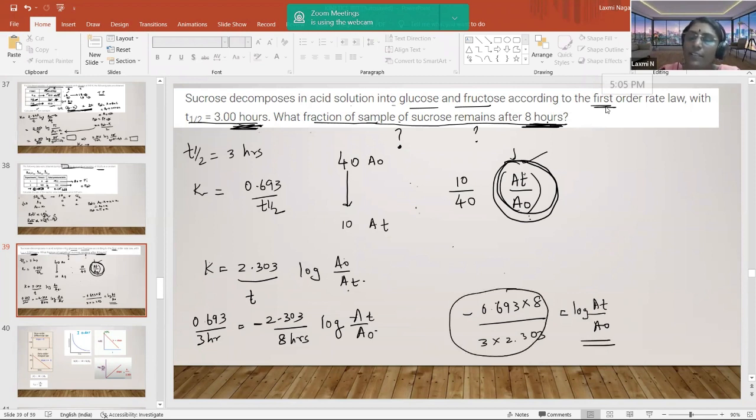If you keep solving this, they would have given the anti-log value. In the question paper, they would have given the anti-log value of this value. So it is as simple as you want to cancel the log here, take anti-log. If you are taking anti-log, log and anti-log get cancelled, you will be left with a t by a naught. If you are taking anti-log here, you must also take anti-log here, as simple as that. So anti-log of this value will be anti-log of log a t by a naught. Log and anti-log get cancelled, and you will be left with the value of a t by a naught.